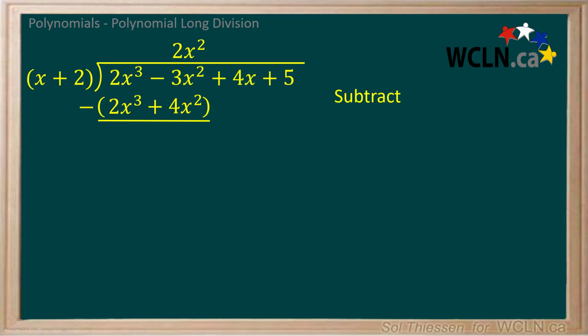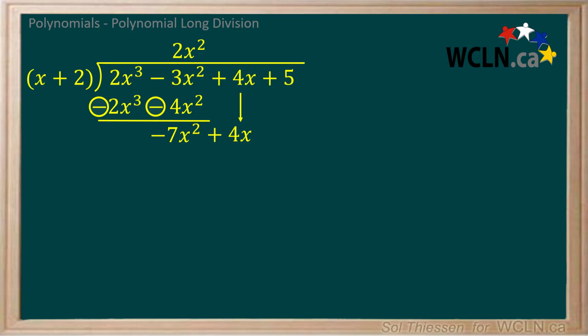Before performing the subtraction, many students find it useful to distribute the negative from the subtraction among the two terms. A common mistake during this process is to only apply the negative to the first term, so a tip that you may find useful is to circle the sign of each term after you have applied the negative, like so. Now, performing the subtraction, 2x cubed minus 2x cubed gives us 0, and negative 3x squared minus 4x squared is negative 7x squared. Since the 0 is irrelevant, I'll just get rid of it. Now we carry down the next term, the plus 4x from above.